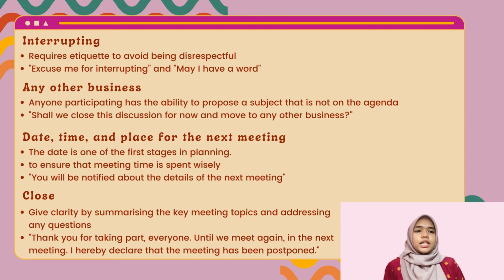And lastly, when there is nothing to talk about and everything on the agenda has been discussed, the meeting is said to be closed. To properly finish the meeting, give clarity by summarizing the key meeting topics and addressing any questions, agree on action items and due dates, and end in a pleasant tone by thanking the participants, such as, "Thank you for taking part, everyone. Until we meet again in the next meeting, I hereby declare the meeting has been postponed."